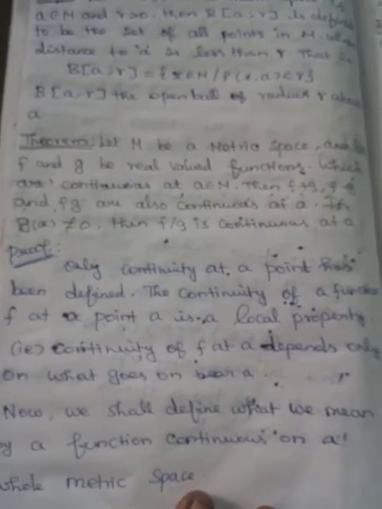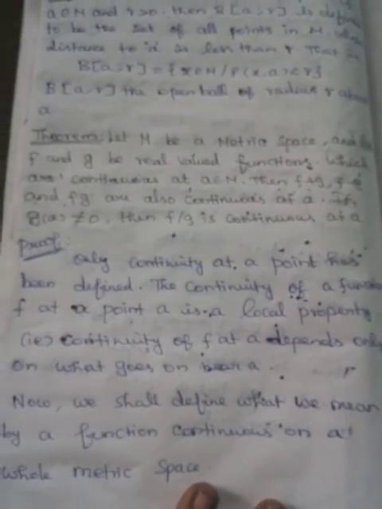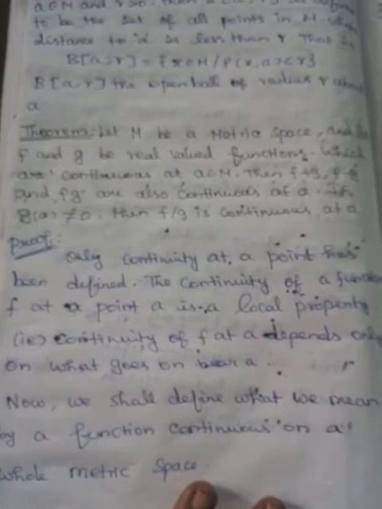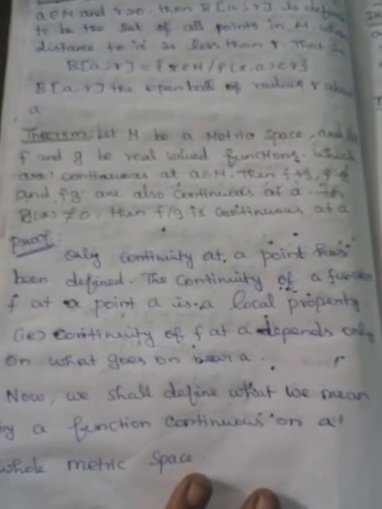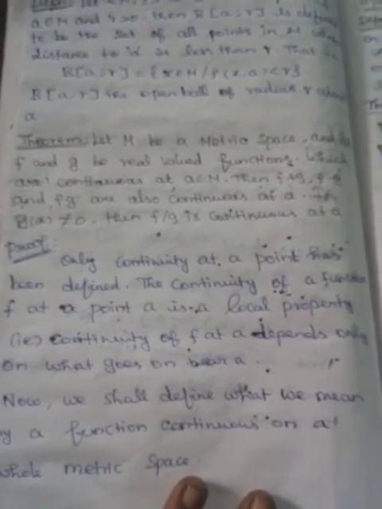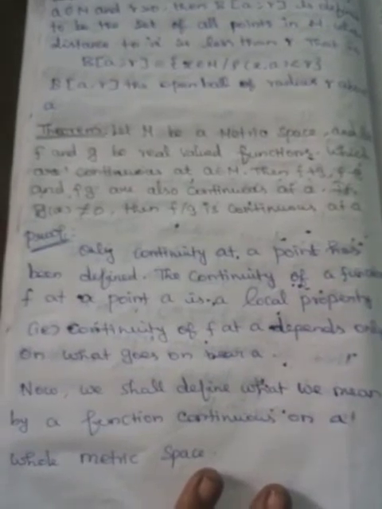Proof. Only continuity at a point has been defined. The continuity of a function f at a point a is a local property. That is, continuity of f at a depends only on what goes on near a. So now we shall define what we mean by a function continuous on a whole metric space.